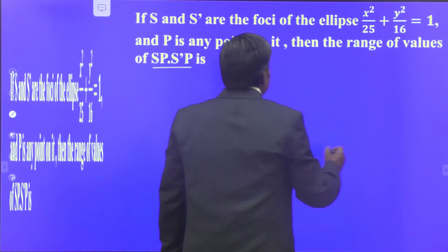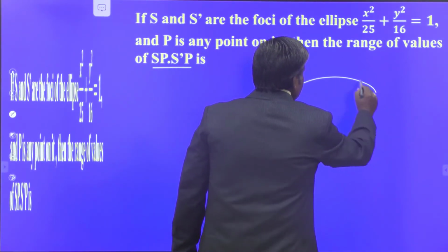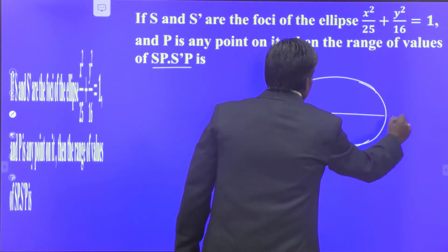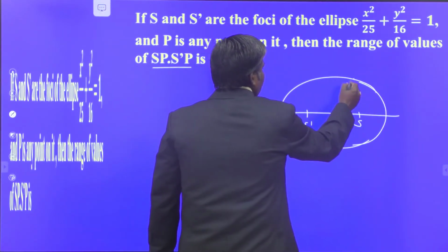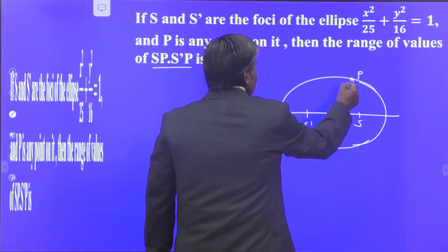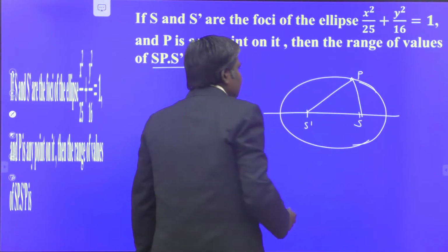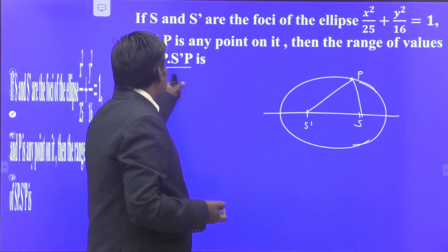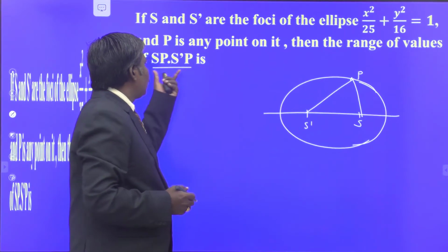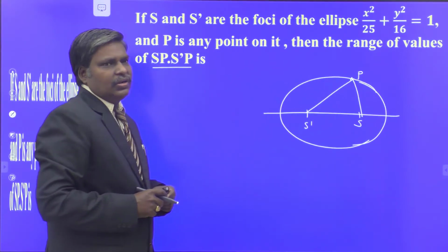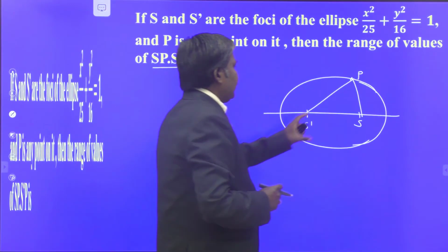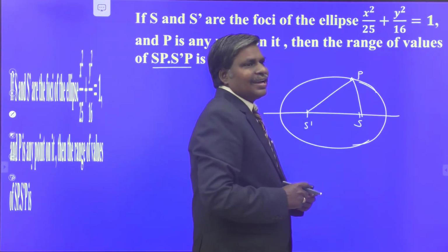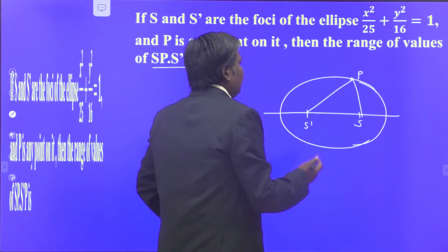Here S and S dash are the foci of the ellipse. S is one focus, S dash is another focus, P is any point on it. The product of the focal distances of the point, that is SP into S dash P, we have to find out the range of this one. What is SP? Focal distance of point P. What is S dash P? Another focal distance of the same point P.